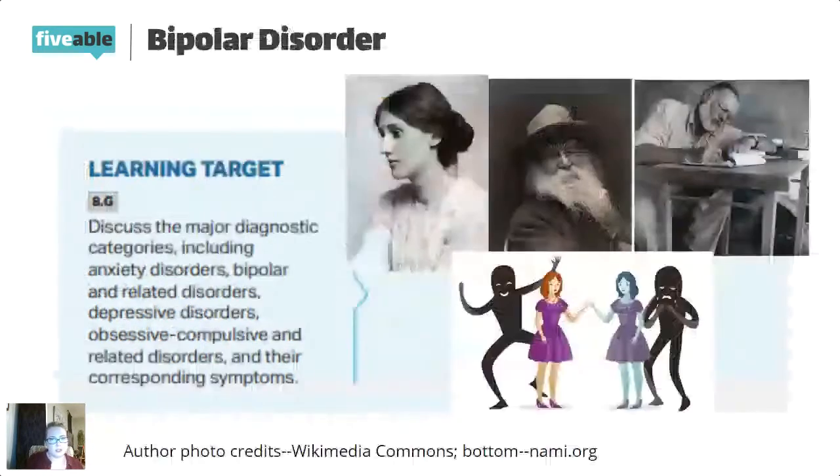So bipolar disorder, that is when you kind of move between the two extremes of depression and mania. Mania is basically you're kind of hyperactive. A lot of writers have or had bipolar disorder. Virginia Woolf there, Walt Whitman, Ernest Hemingway. Some of our great authors have had bipolar disorder, mostly because in that manic state, sometimes you can produce quite a bit.